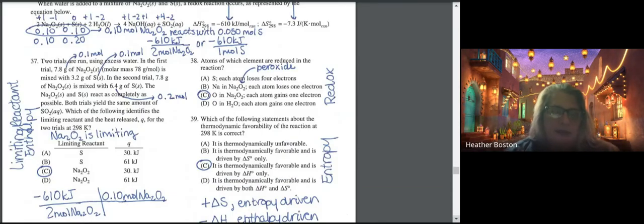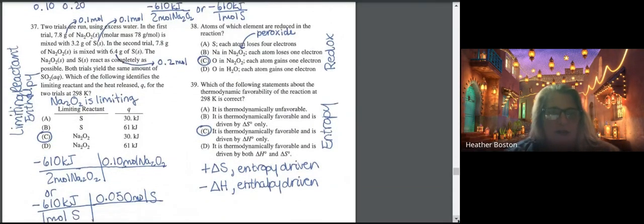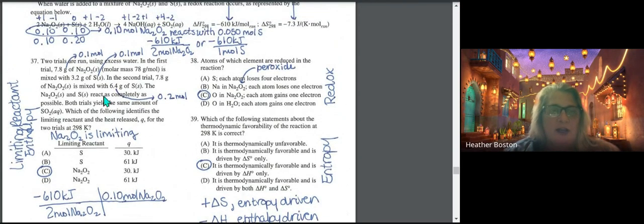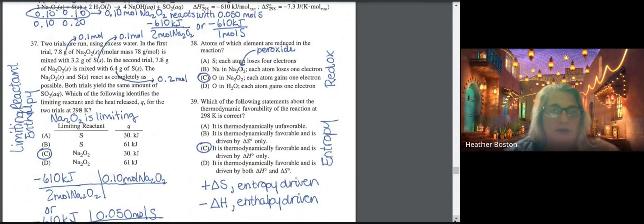So this is a limiting reactant in enthalpy. So Na2O2 is the limiting reactant, because if you look up at the chemical reaction, you need 2 moles of Na2O2 for every 1 mole of sulfur. So if you have the same amount, then Na2O2 is going to be the limiting reactant.